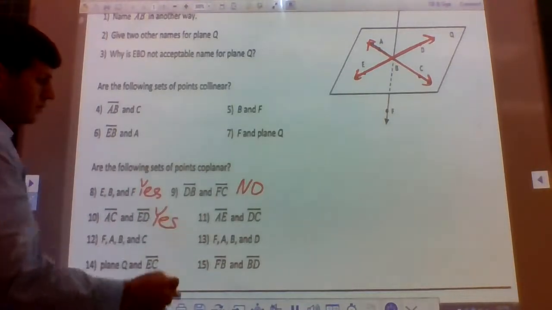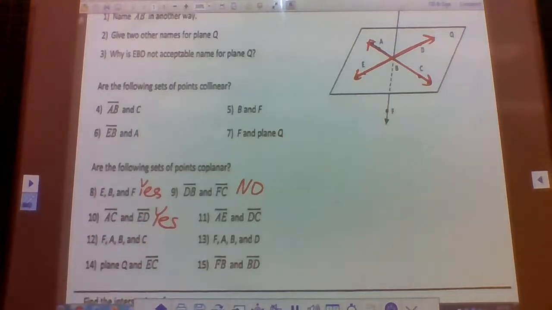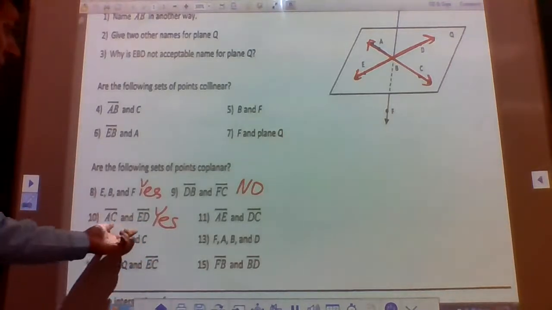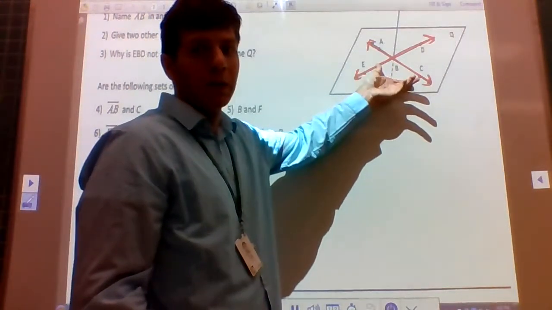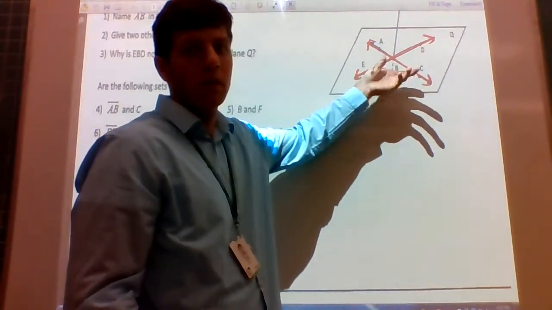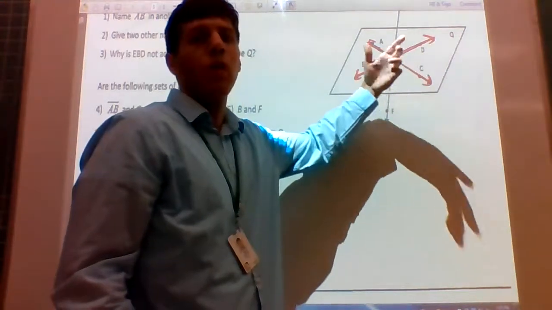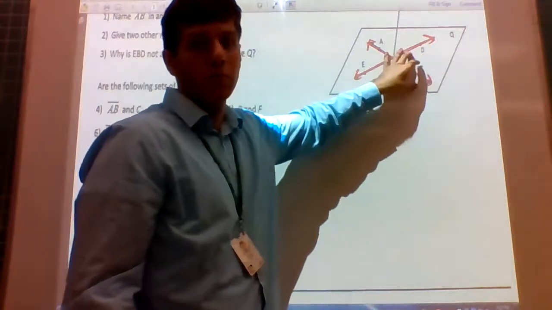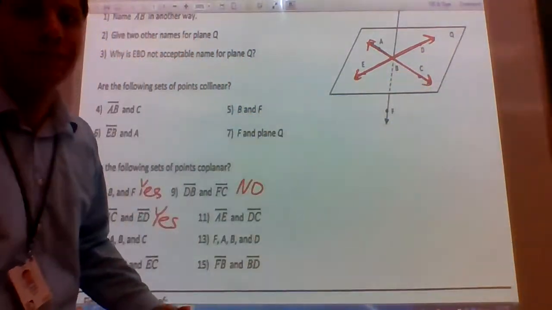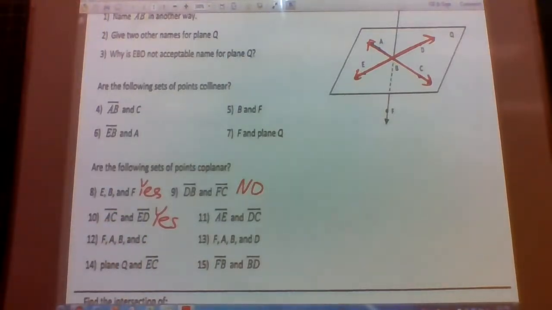If I confused you, let me say that again. AC has an infinite amount of points. ED has an infinite amount of points. But since AC and ED are both lines in plane Q, all those infinite amount of points are in the plane. So all the points on AC are in the plane. All the points on ED are in the plane. So all the points in AC and ED are all in plane Q. So all of those infinite amount of points are coplanar. Okay. AE and DC.